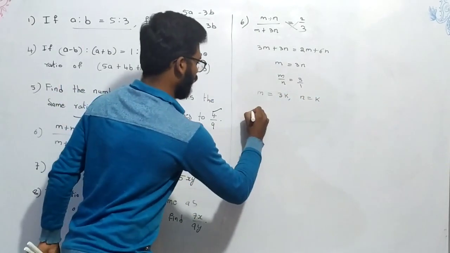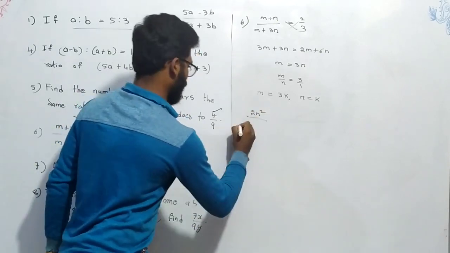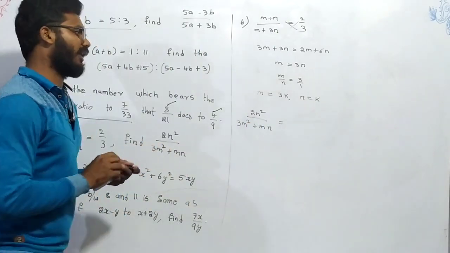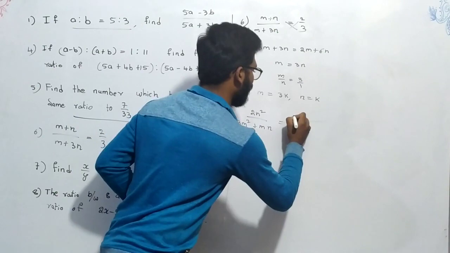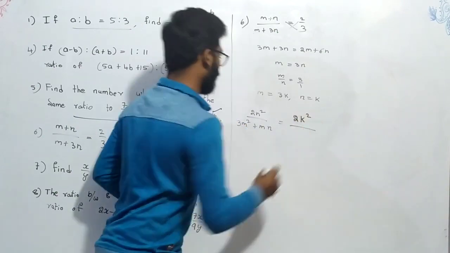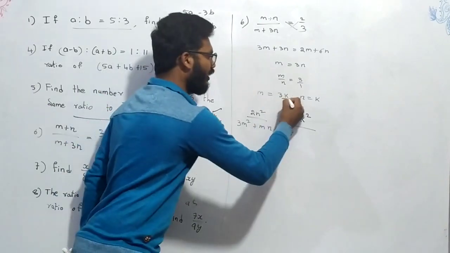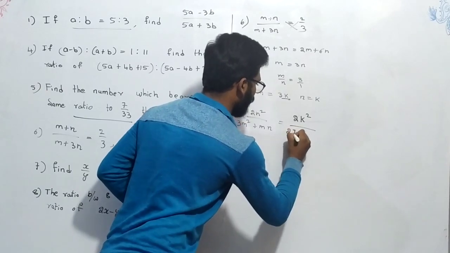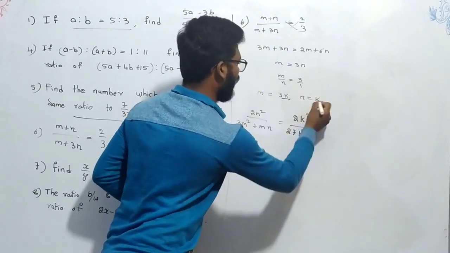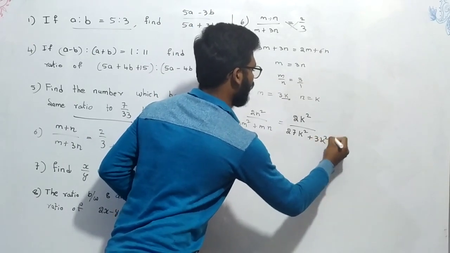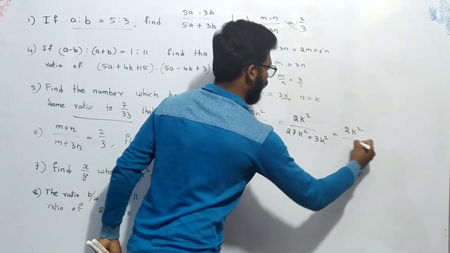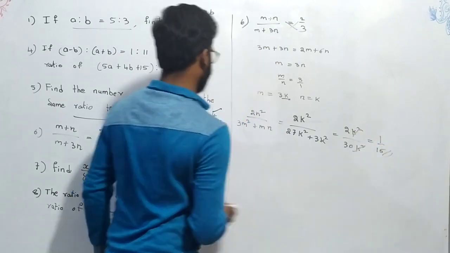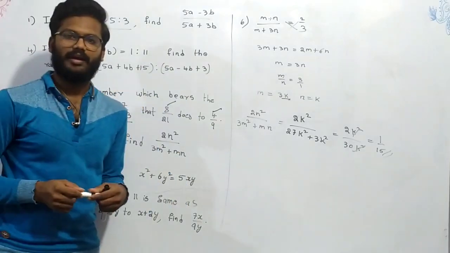Substitute here. We want 2n square by 3m square plus mn. 2 into n square, n is how much? k. So how much you will get? 2k square by 3 into m square. m is 3k, 3k whole square is nothing but 9k square. 9k square into 3, we will get 27k square plus m into n, so it is 3k square. So 2k square by 30k square. Both will get cancelled, 1 by 15. So for this one, solution is 1 by 15.